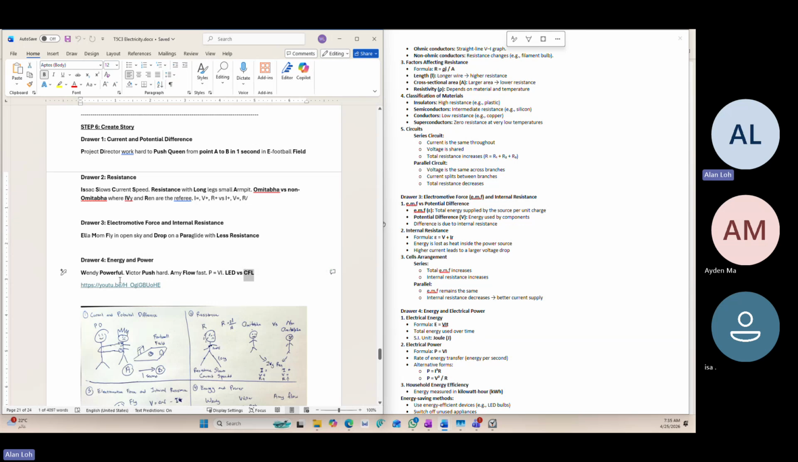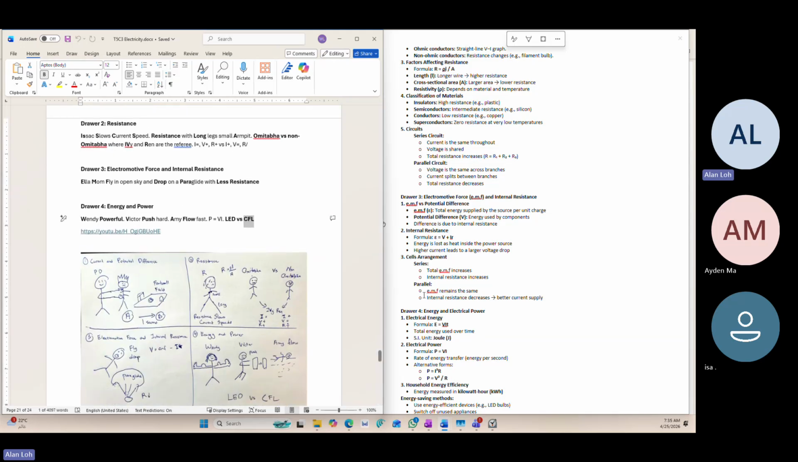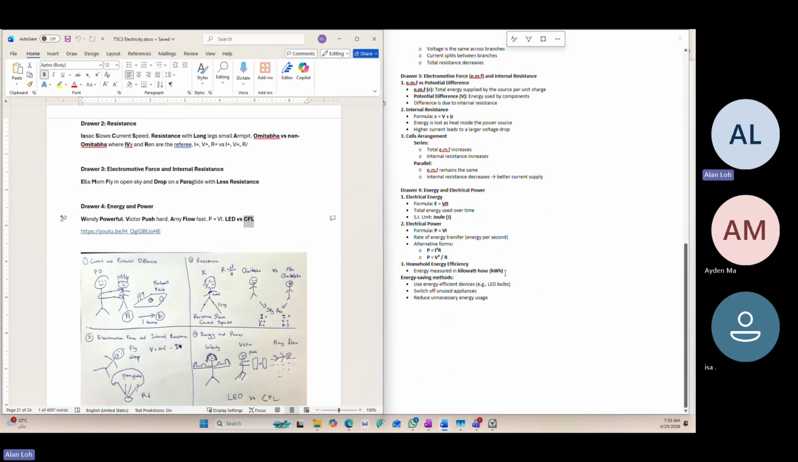Right. So why is Wendy powerful? Because power is measured in watts. So this is to help me to remember the power unit is watt. Then Victor push, voltage is about pushing, right? Voltage is about pushing and making some work to push from one point to another point, similar to the potential difference when the PD is pushing the queen from one point to another point, right? This is to help me to remember.